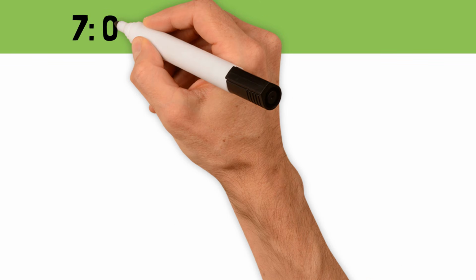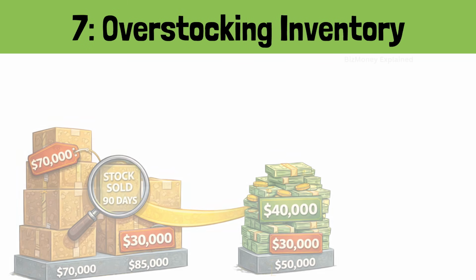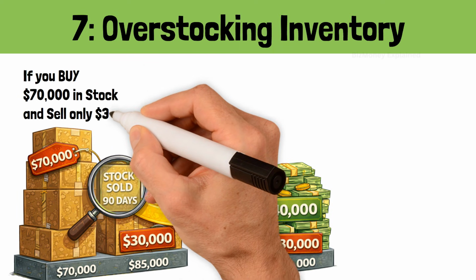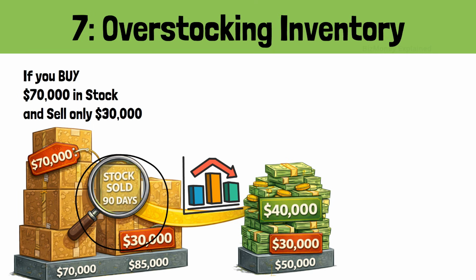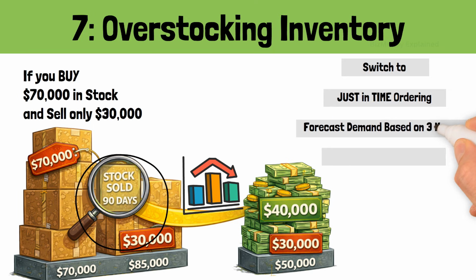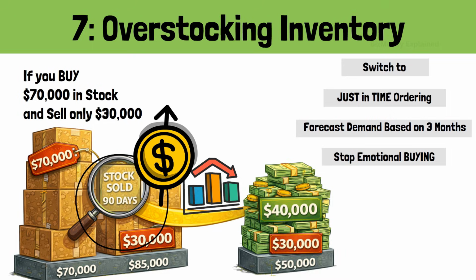Problem number 7, overstocking inventory. Buying too much inventory ties up cash. If you buy $70,000 in stock but sell only $30,000 in 90 days, $40,000 of cash is sitting on shelves. Switch to just-in-time ordering, forecast demand based on 3-month historical averages, and stop emotional buying. Every dollar of inventory is a dollar not available to pay salaries.